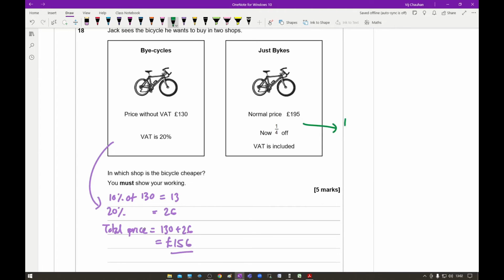Then for Just Bikes, what we need to do is take a quarter off. So here we just need to do 195. And again, depending on how you want to do this, we need to divide this by 4 and times this by 3 because you're paying for 3 quarters. Now again, a couple of ways you can do this. You can either say you're getting 25% off, so you can work out what a quarter is and take it away. Or ultimately you can just find a quarter of 195, which gives me an answer of, let me just type this into my calculator just to speed things up, £48.75. So that's going to be the discount amount.